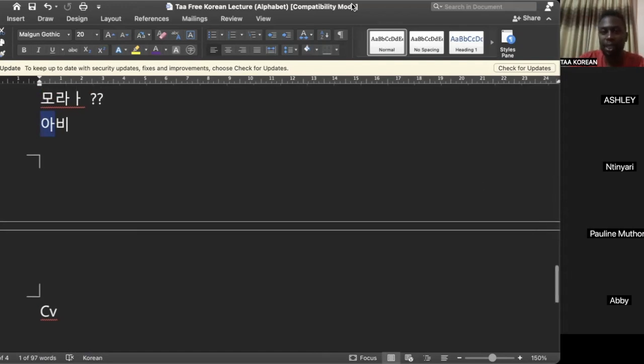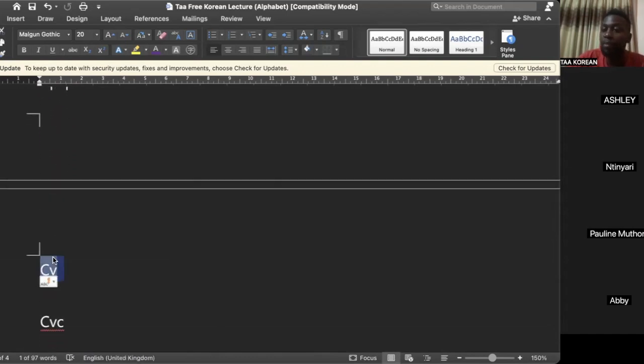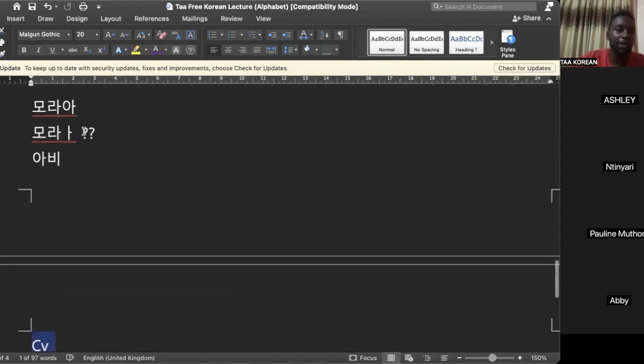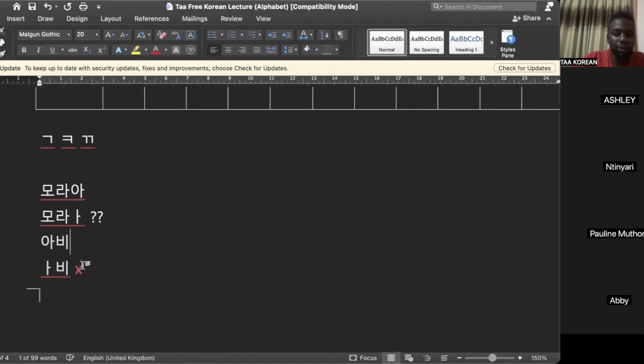But in many cases, you have names where either there are two vowels following each other, or somebody has a name that starts with a vowel. You have to put this empty consonant first, because in Korean, the minimum you have to have in a syllabic block is a consonant and a vowel. You cannot write Abi like this. This would be wrong. You have to put the silent consonant, then the B, and then the E. Abi. Now for Mora, you can write it with the extended A, but I would recommend putting it with two syllables.